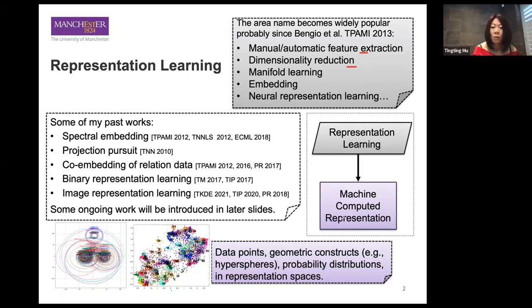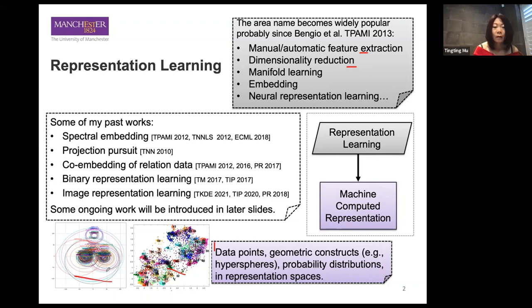Approach-wise, what you can do about encoding information is encode it as data points in a representation space, or geometric shapes in a representation space, for example a hypersphere here, or probability distributions.